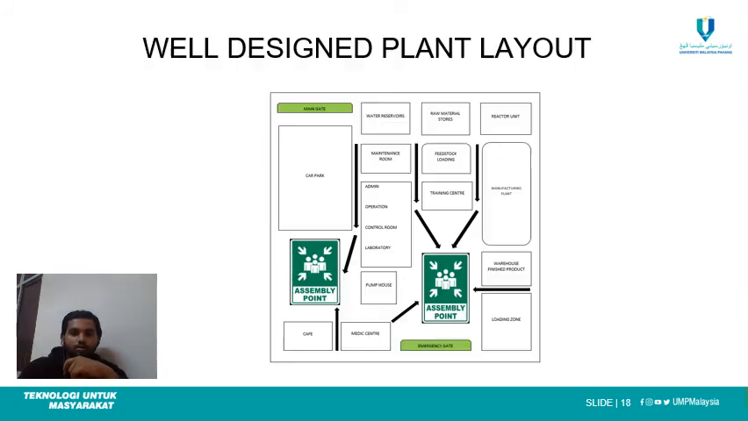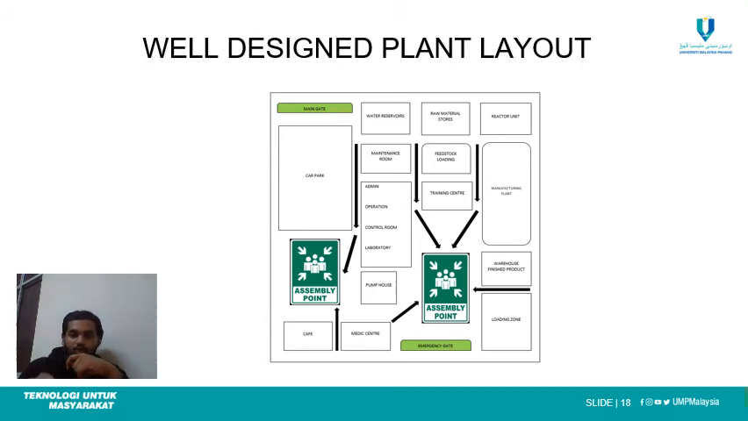So I'm going to present a little about our design plant layout. As you can see, there are two assembly points in our design, where one is on the left bottom corner, and another one is in the middle. The arrows pointing towards the assembly points are the emergency routes, which the employees will follow to assemble at the assembly point in case of an emergency.